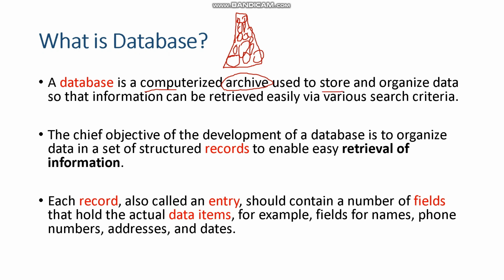That is used to store. We store things in it. We organize the data, like that data is about the DNA, that data is about the protein, that data is about the RNA, that data is about alignments, that data is about phylogenetics. It's just like that, so that the information can be retrieved easily via various search criteria. We will discuss the different types of search criteria later.